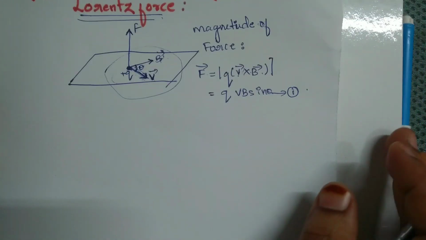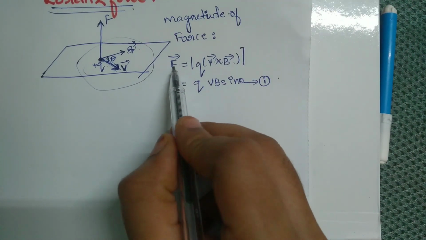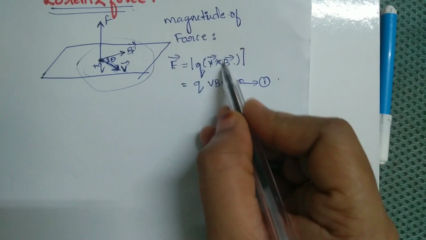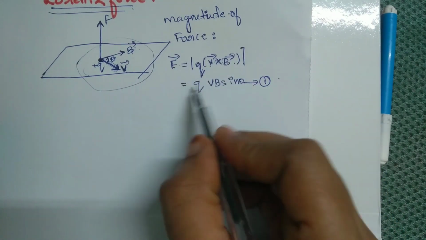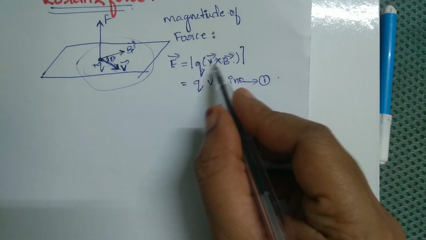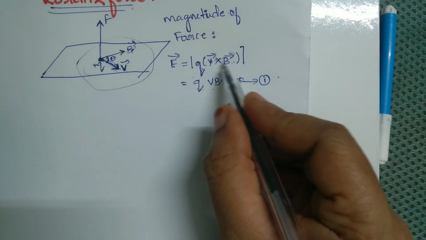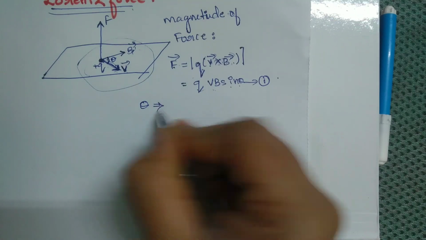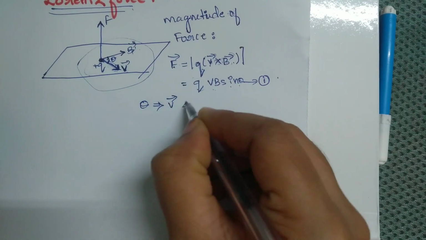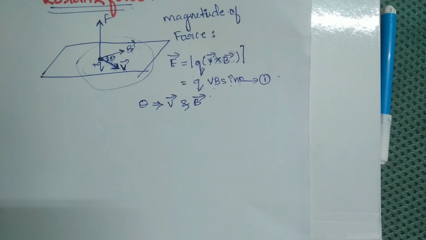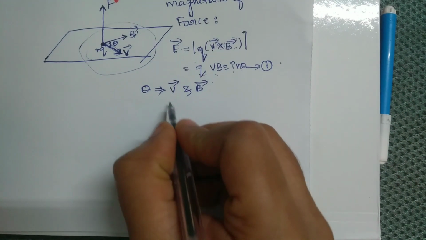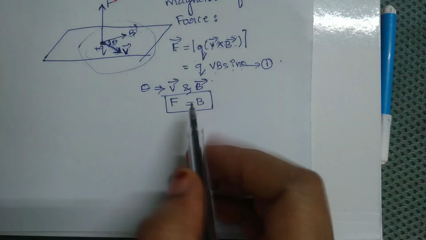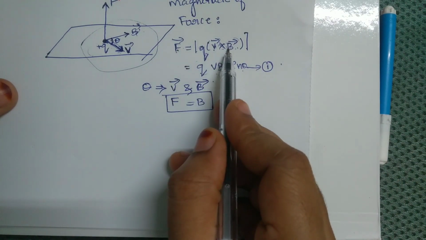So hope you have understood the force due to the charge q which is moving with a velocity v under the magnetic field B. That is given by q into v cross B, written as qvB sine theta, since it is a cross product. Now here we can say that theta is the angle between the direction of vector B and v. So if suppose I say that F equals B, when is our force equal to the magnetic field?